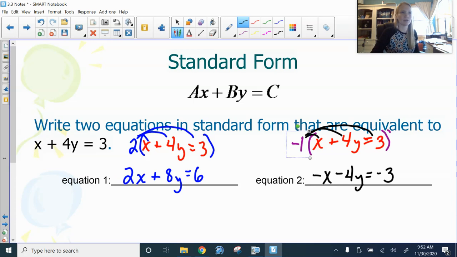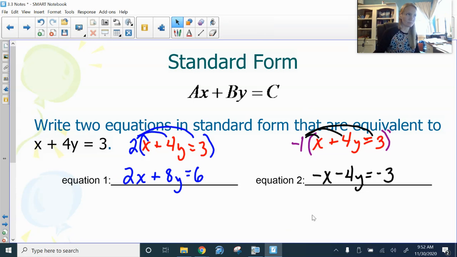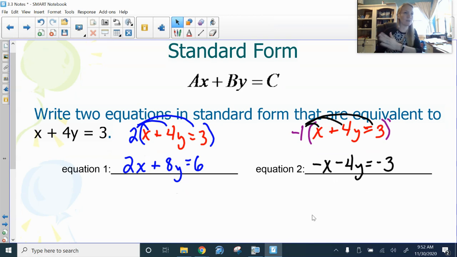I could multiply by 100. I could multiply by 10. I could multiply by -1/2. So it really doesn't matter what you're multiplying by. They would still be equivalent as long as you do it to every part. Just like when we do our division, we divide all of the problems all the way across. Same deal.